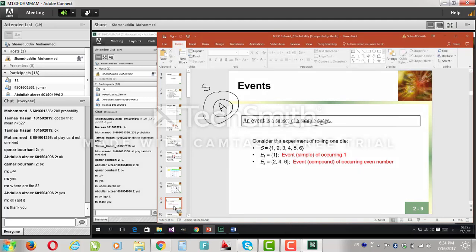Now I'm talking about throwing the die. The outcomes are 1, 2, 3, 4, 5, and 6. An event E1 could be getting an odd number, like 1, 3, and 5. It's a part of the sample space. So this is an event. The event is getting an odd number. The outcomes are 2, 4, and 6 in this example.